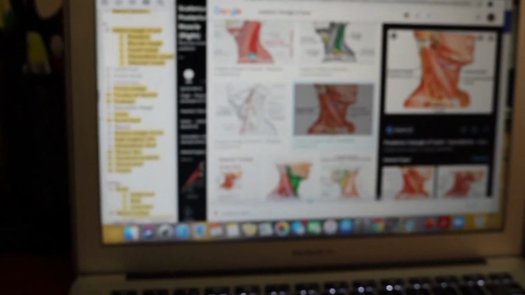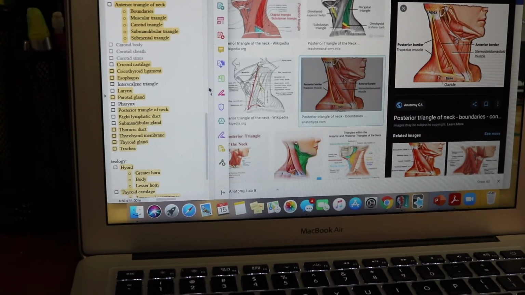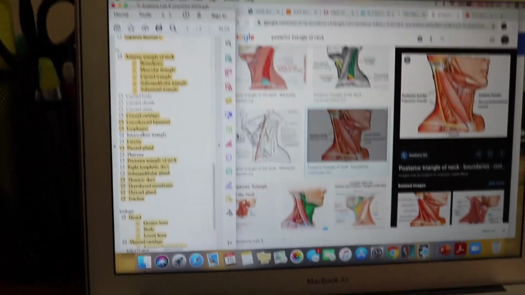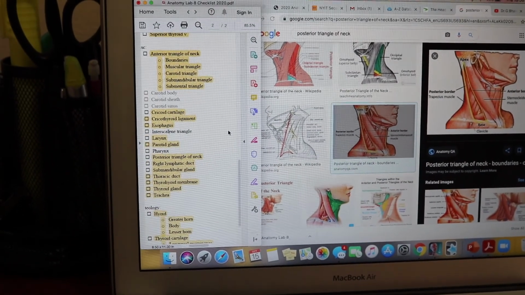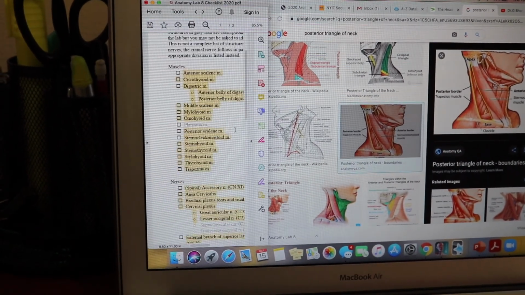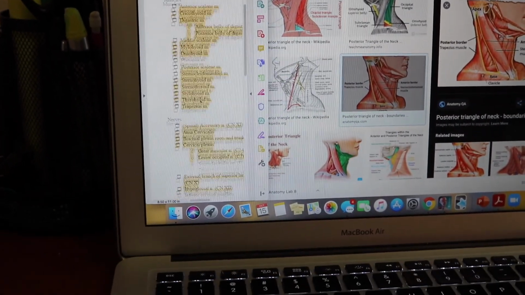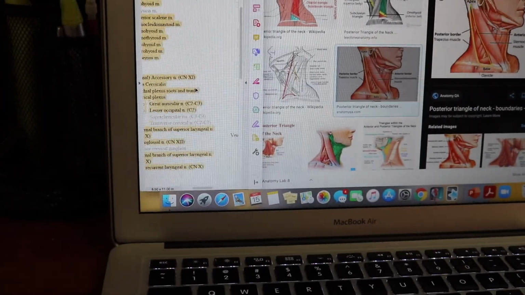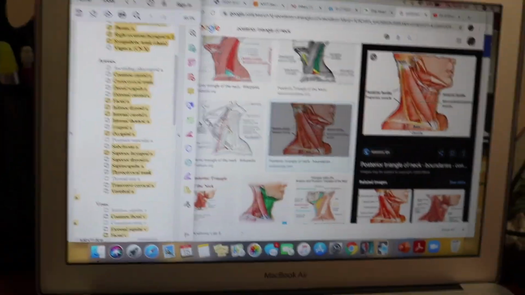So this is my computer. I do have the checklist up on my computer in Adobe, and I highlight them as I find them. So this was me finding all of them, and I highlighted them. There are some structures that we don't actually have to know for labs, so I don't even worry about those.